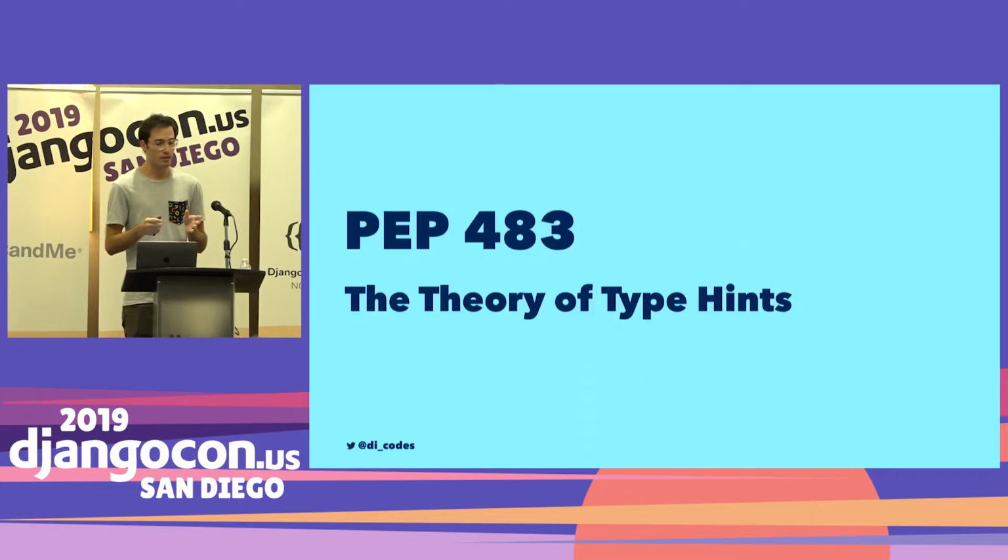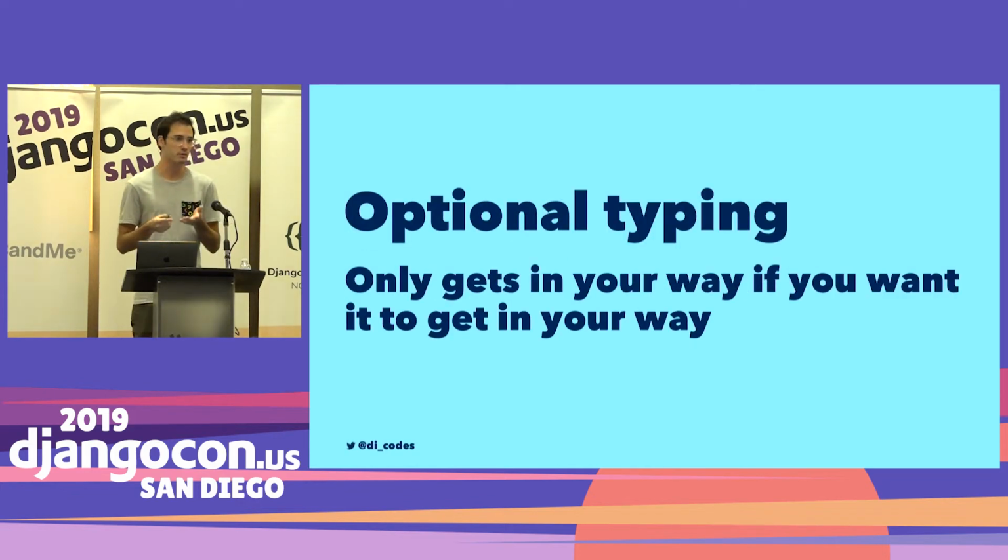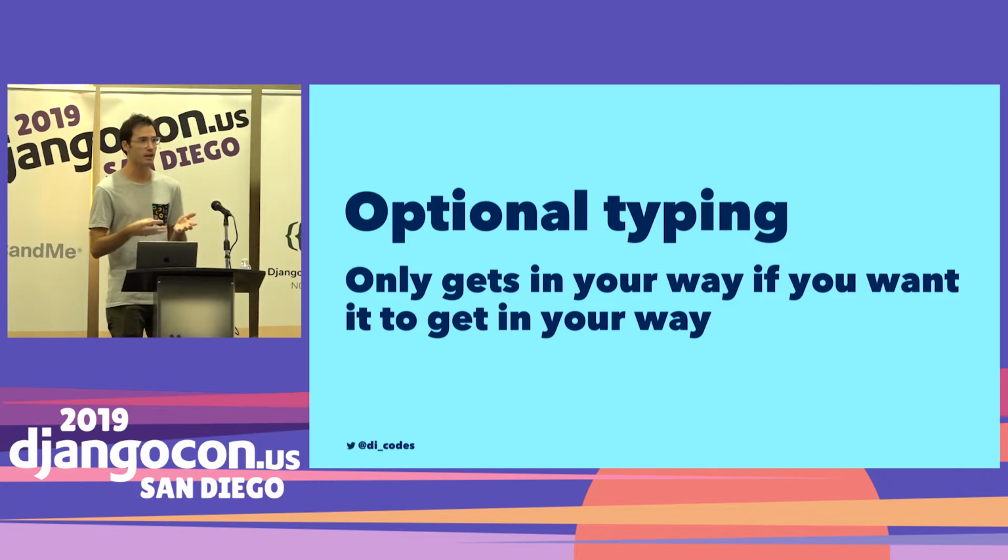So in 2014, we got PEP 483, and this was Guido writing down basically his theory of type hints, like how typing should work in Python. So there were some big ideas here. One was, sort of drew from Jukka's paper, optional typing. Adding annotations shouldn't affect the actual runtime of your program. So like I said before, an unannotated function should run exactly the same as an annotated function.